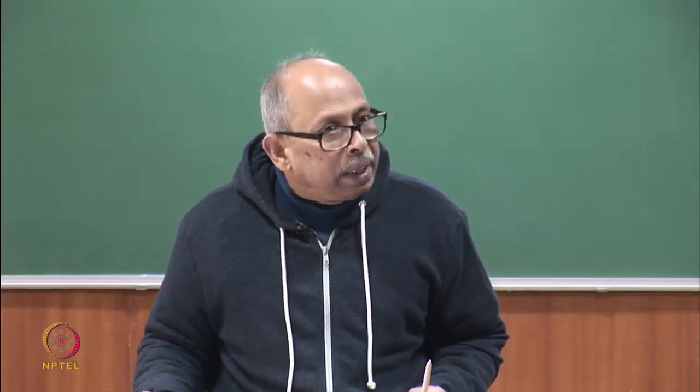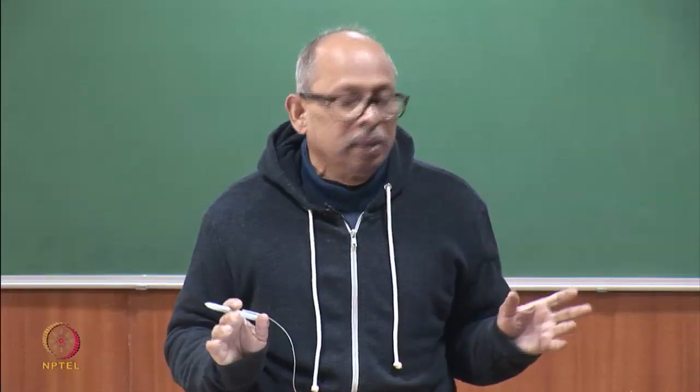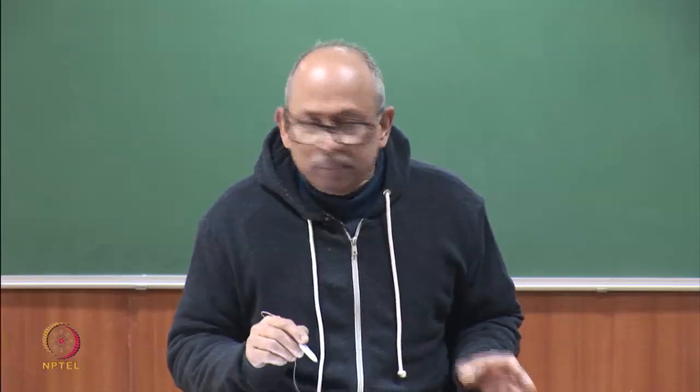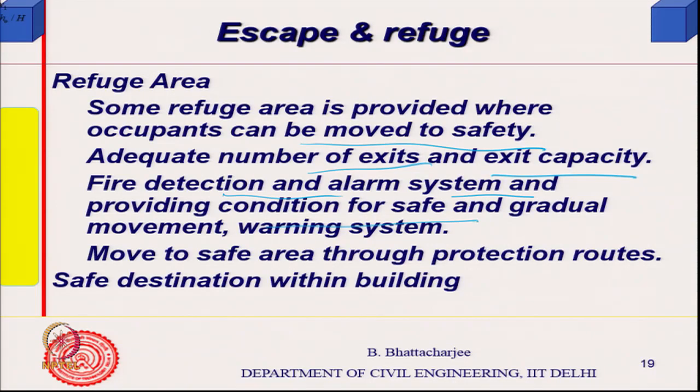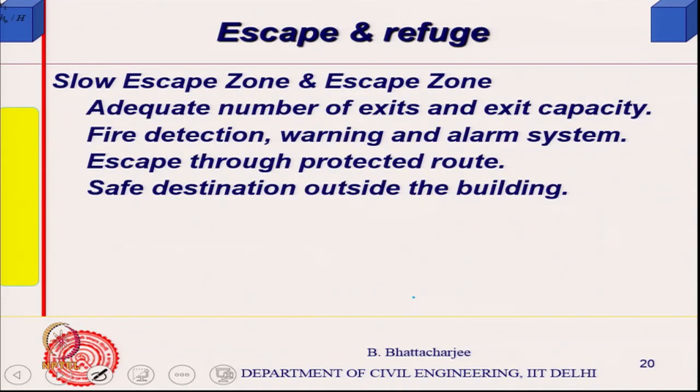Refuge area: this next zone has some refuge areas provided where occupants can be moved safely within the building. Then you must have an adequate number of exits which will lead to that place, and the right kind of capacity, the number as well as the capacity of exits. A fire detection alarm system, so that people can move, providing conditions for safe and gradual movement, and there should be a warning system. Move to a safe area through protected routes, a safe destination within the building itself, that is the next case.